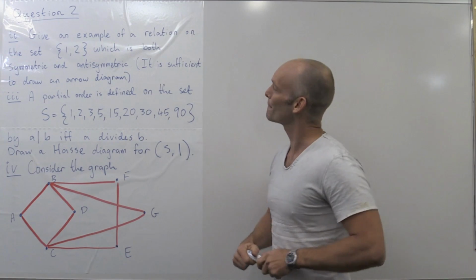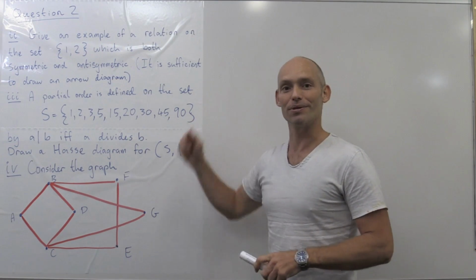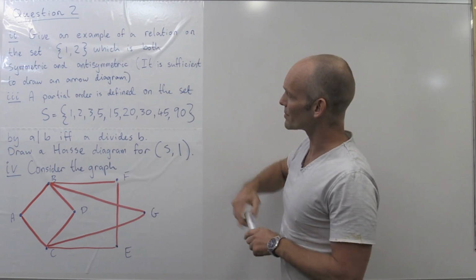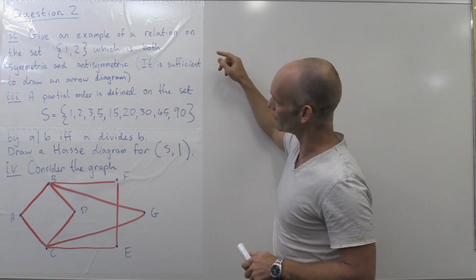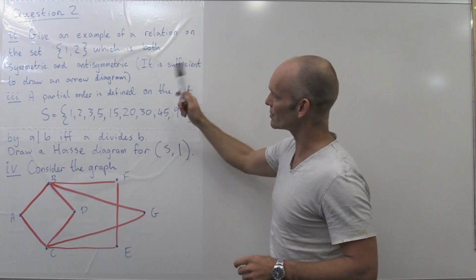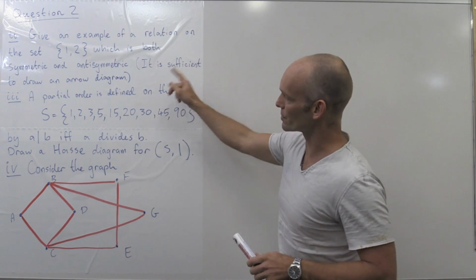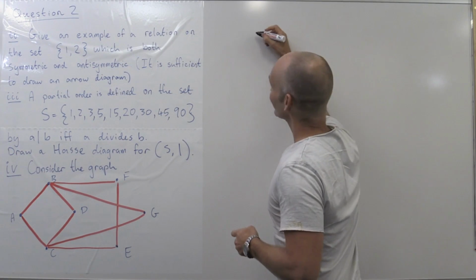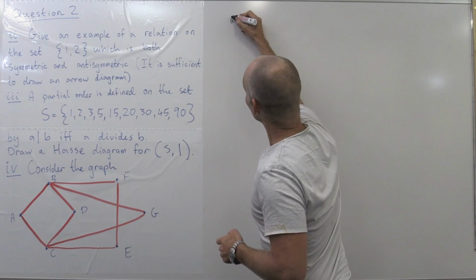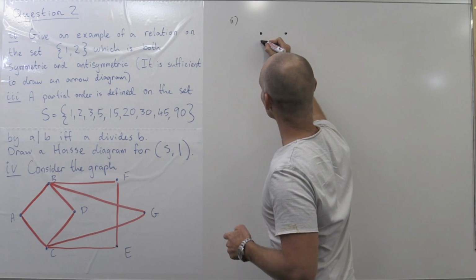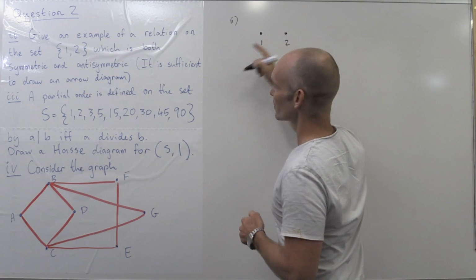Hello again. So we're on to question 2. Let's go quickly. The very first one here has a lot of text, so give an example of a relation on a set 1 and 2, which is both symmetric and antisymmetric. It's sufficient to draw an arrow diagram. Okay, so let's do that. So we need an arrow diagram, so we need 2 dots, 1 and 2 to represent 1 and 2.